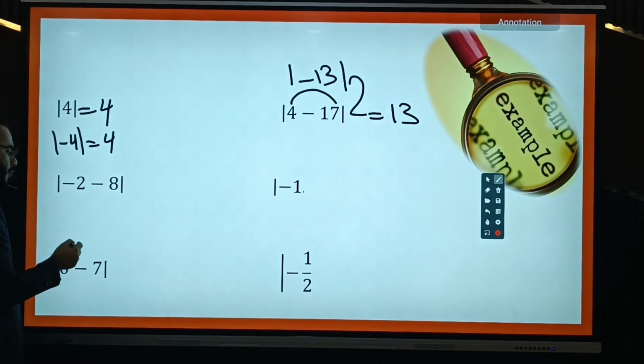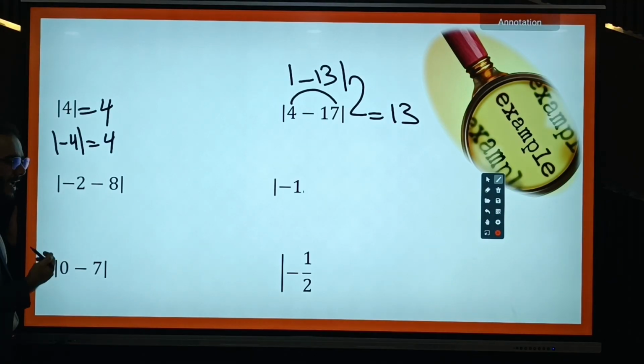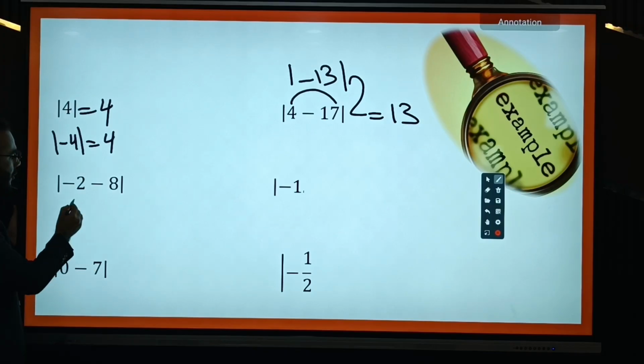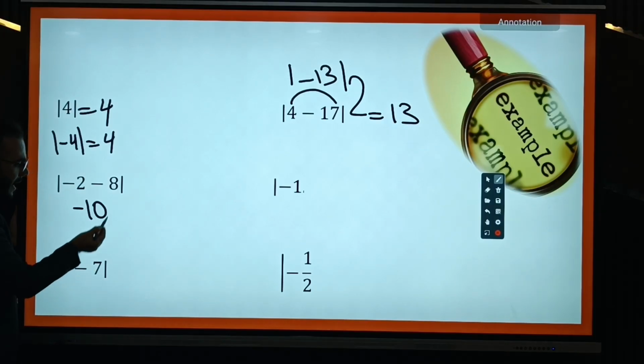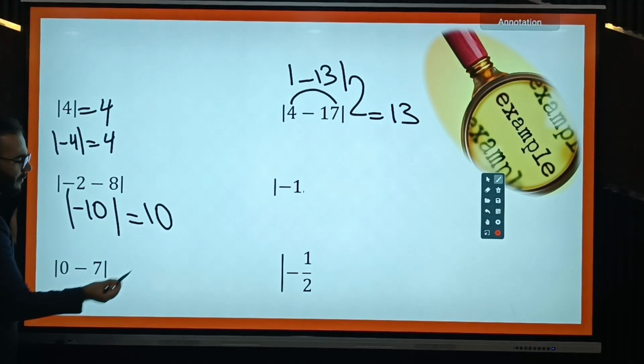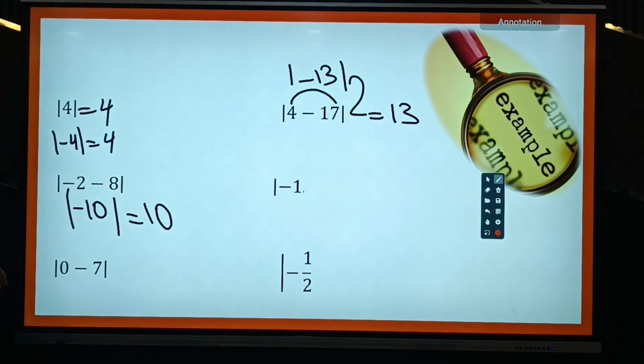Perfect. How about this one? Negative 2 minus 8. Remember, when we add two negative numbers, we add them but still keep the negative sign. Okay? So the result is negative 10. And we have absolute value around it, so it's going to give us positive 10. And I hope that it is clear till now.